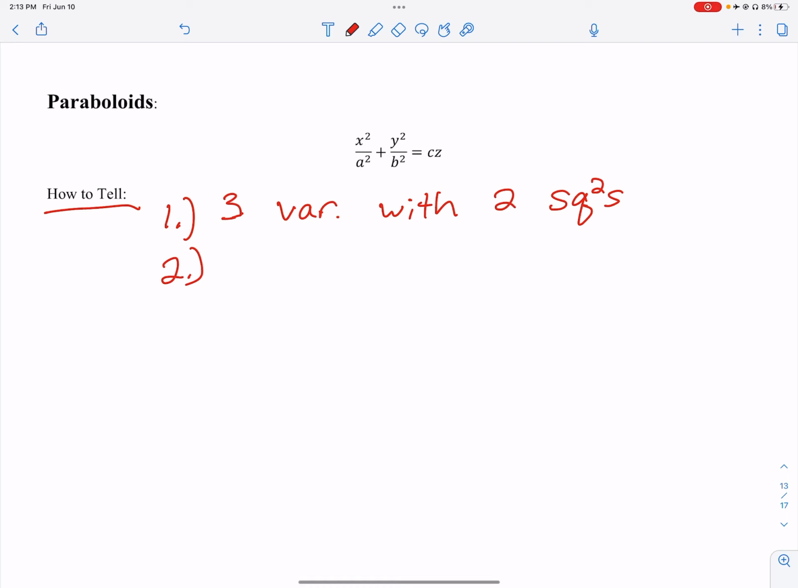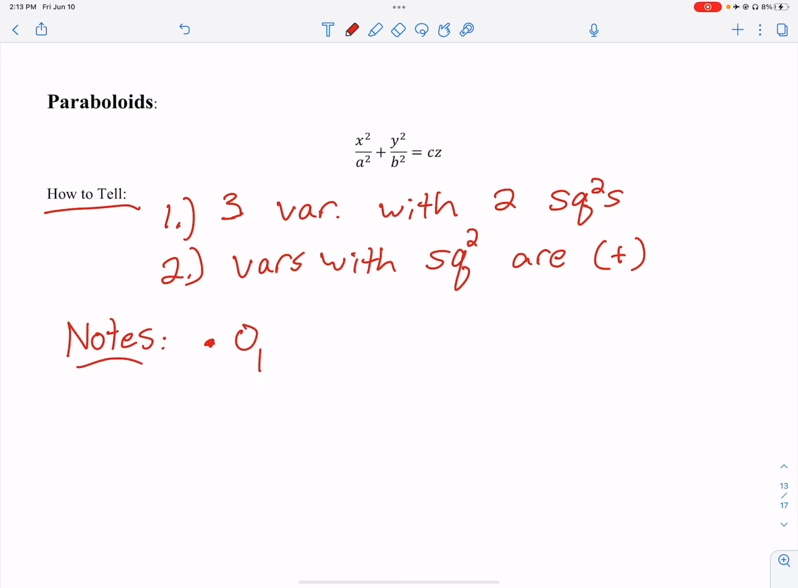The second thing is that the variables with squares are both positive. A couple of notes.